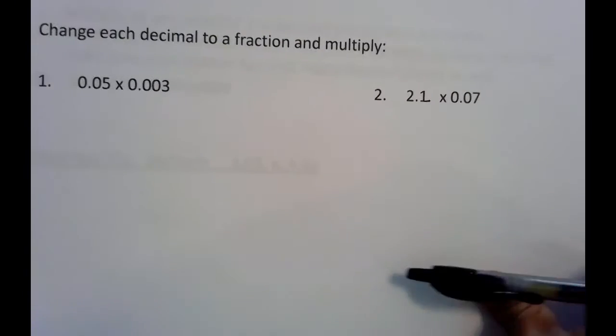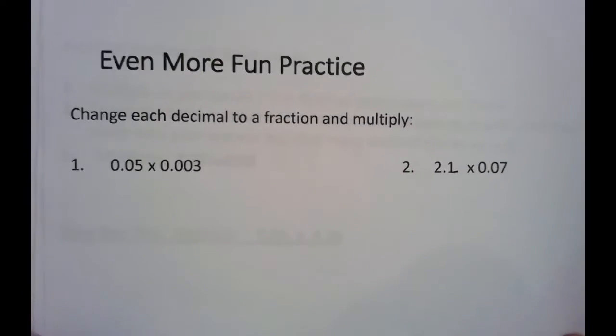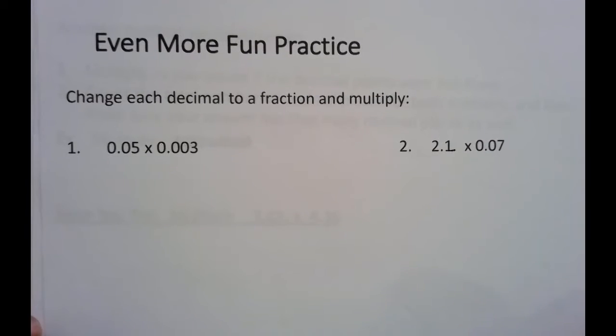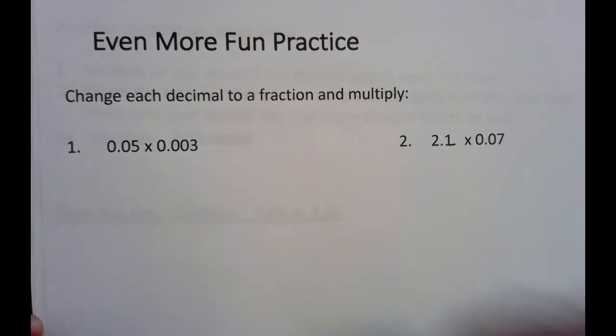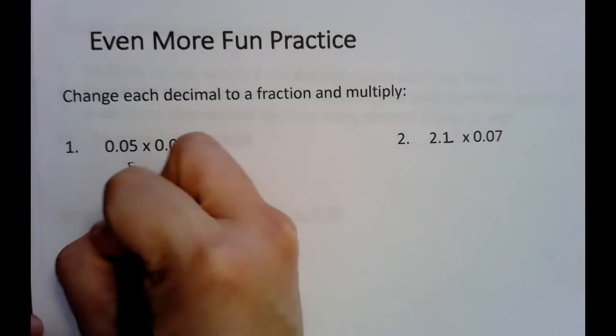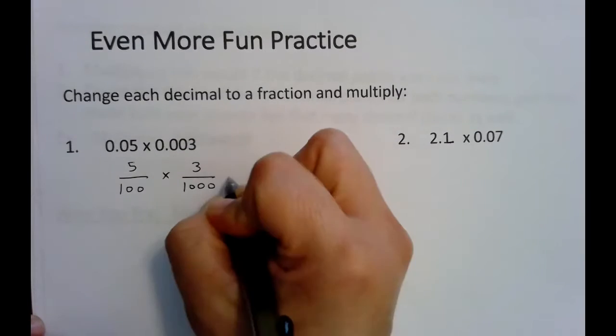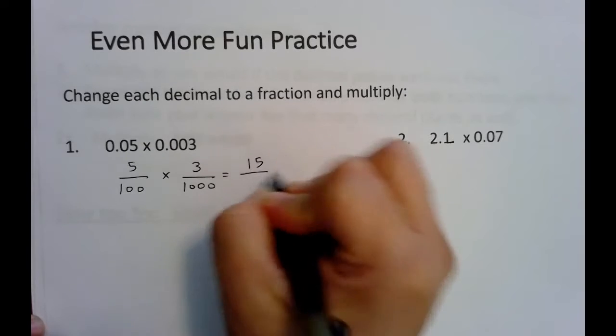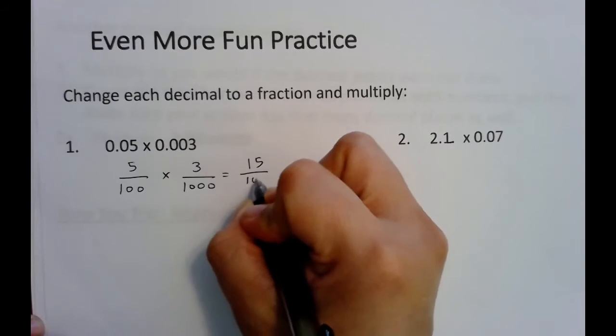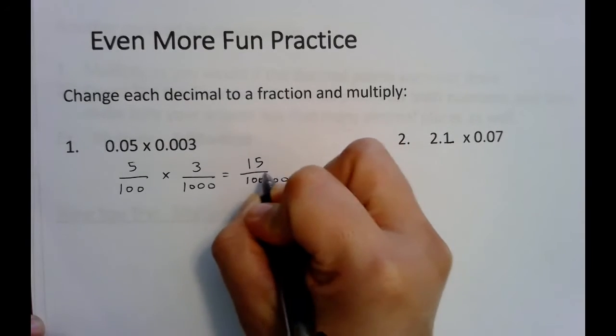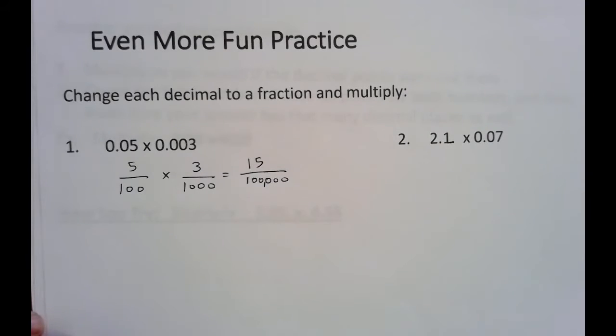Even more fun practice. Let's change each decimal to a fraction and multiply. So we have here 5 hundredths times 3 thousandths. So that would be 15 hundred-thousandths.